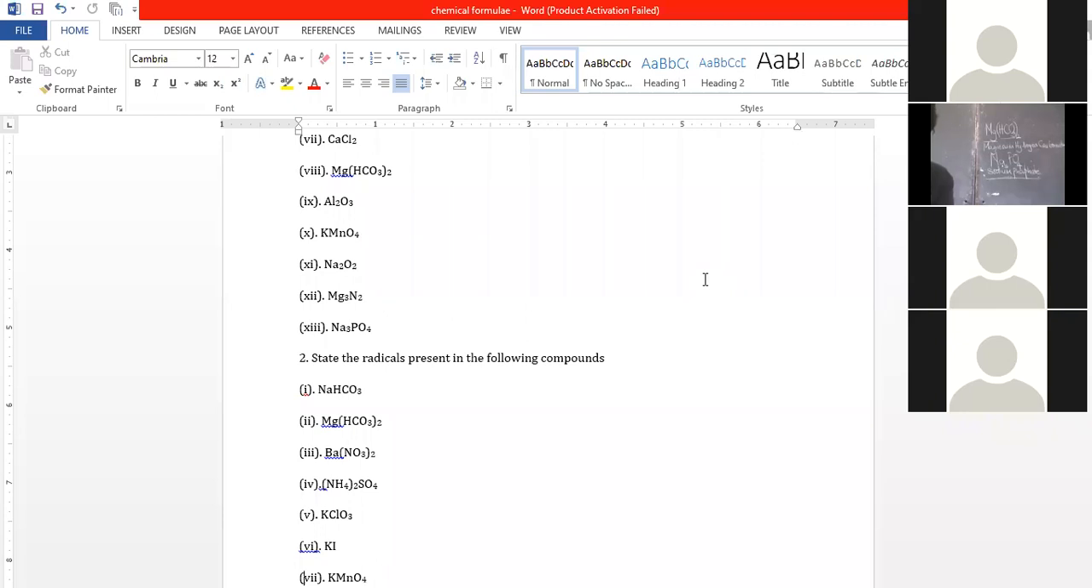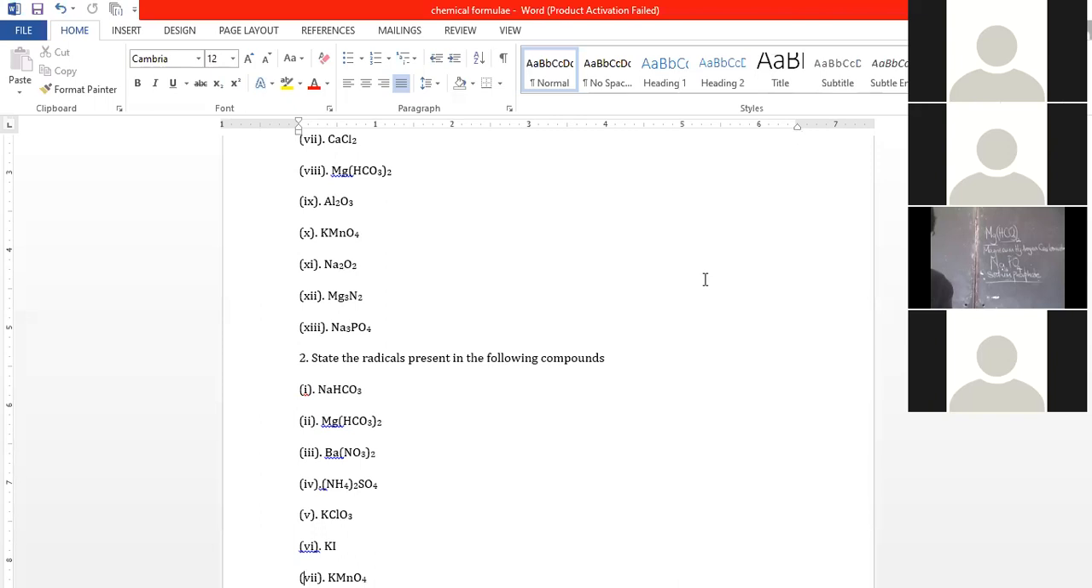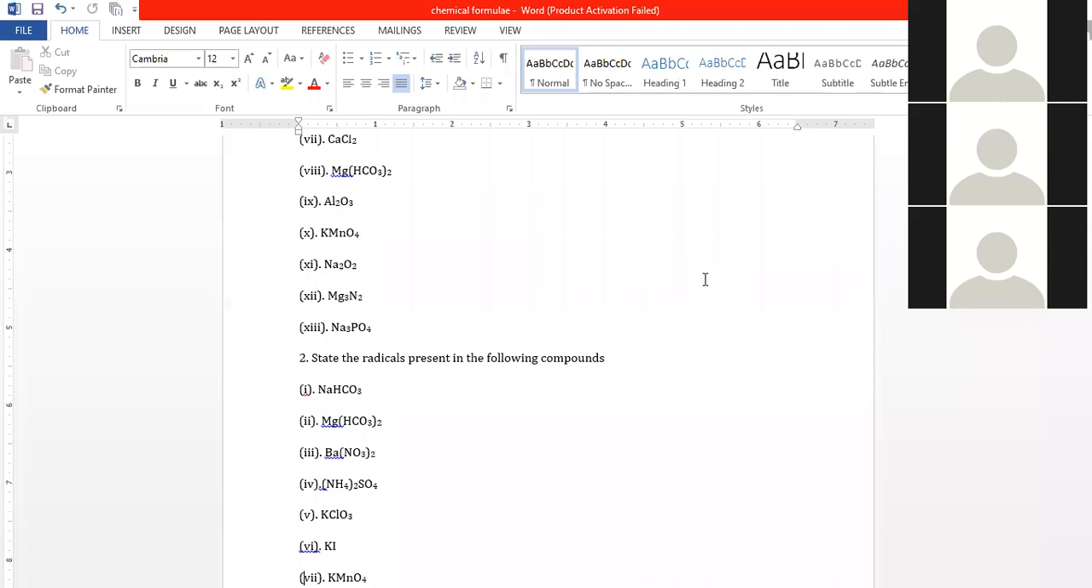I've said it is your duty to go through all those numbers, and the more practice that you do, you get better at this work. So question 2 says, state the radicals present in each of these compounds. I need answers to those questions. Though I am seeing the same people putting up their hand. I need to, Rebecca.